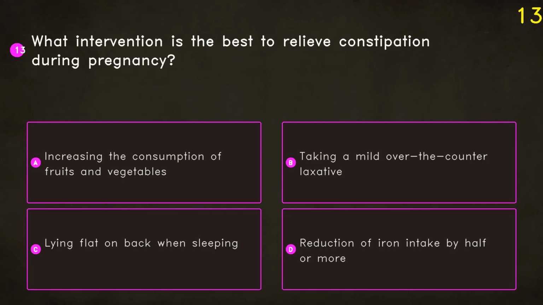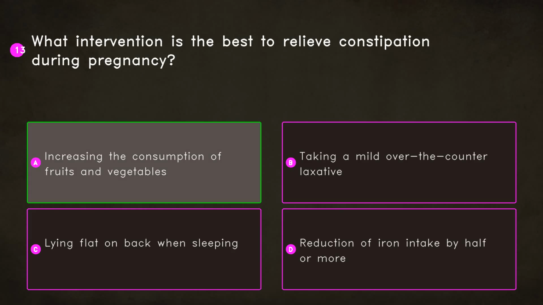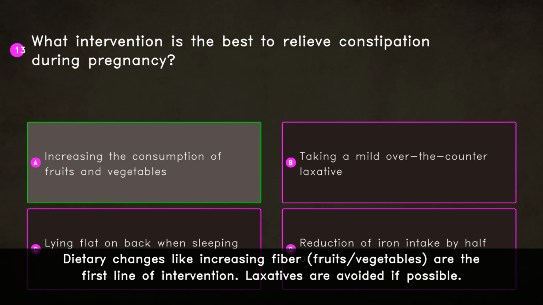Question 13. What intervention is the best to relieve constipation during pregnancy? A. Increasing the consumption of fruits and vegetables. B. Taking a mild over-the-counter laxative. C. Lying flat on back when sleeping. D. Reduction of iron intake by half or more. The correct answer is increasing the consumption of fruits and vegetables. Dietary changes like increasing fiber, fruits and vegetables, are the first line of intervention. Laxatives are avoided if possible.